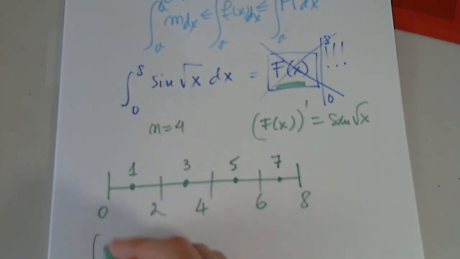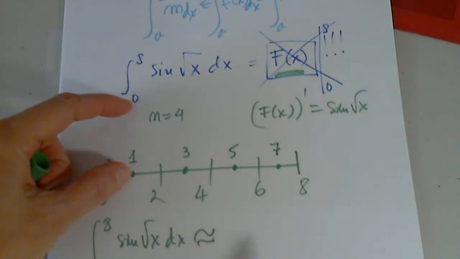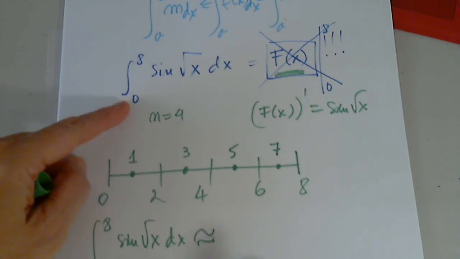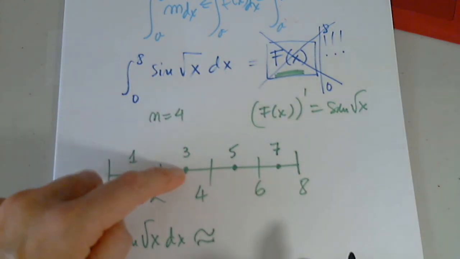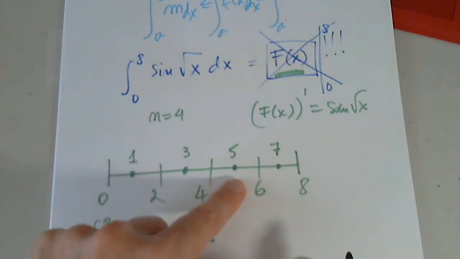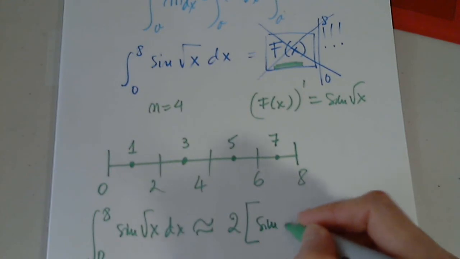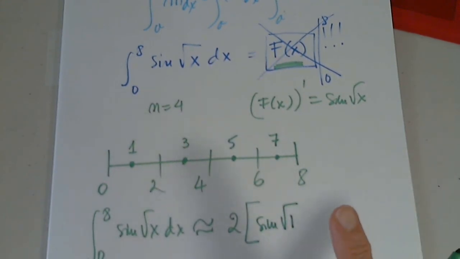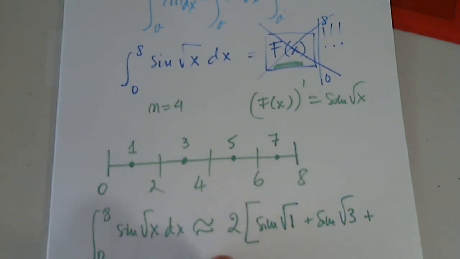So then the integral from 0 to 8 of sine of the square root of x dx will be approximately base times height, sine of the square root of 1, plus base times height, sine of the square root of 3, plus base times height, sine of the square root of 5, etc., etc. Since the base is the same, I'm going to pull it out, and I'm going to write sine of the square root of 1 radian plus sine of the square root of 3 radians plus sine of the square root of 5 plus sine of the square root of 7.